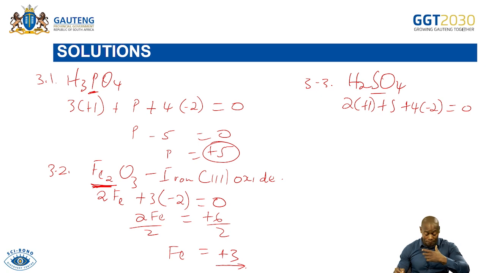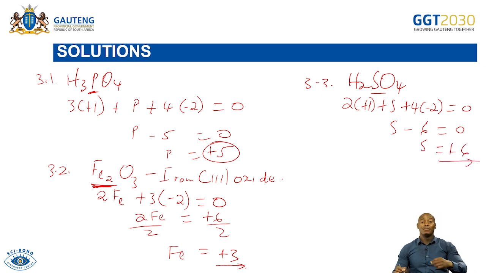With a neutral compound. So I'm having 2, 4 times negative 2 is negative 8. So negative 8 plus 2 is going to be negative 6. So sulfur minus 6 equals 0. Then sulfur is going to be plus 6. That will be the oxidation number of sulfur. I hope, learners, we are still together.